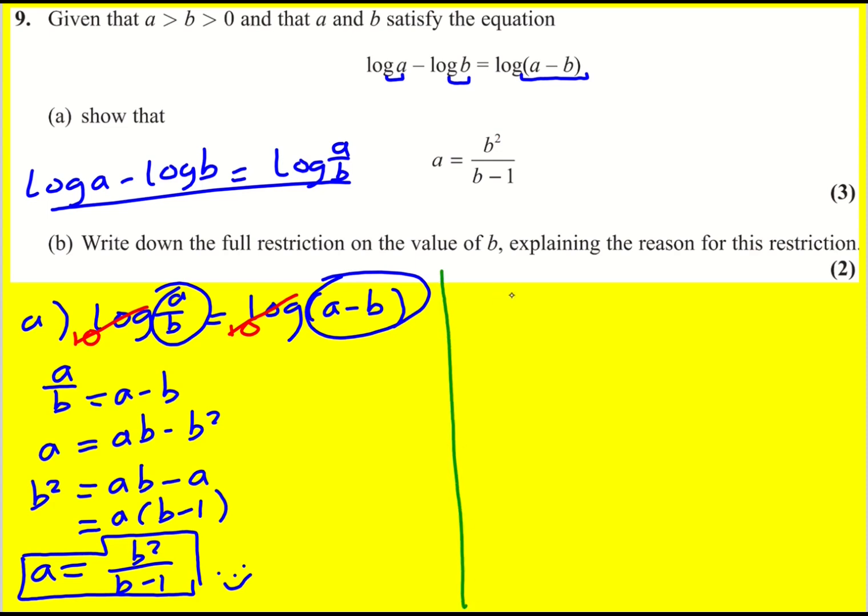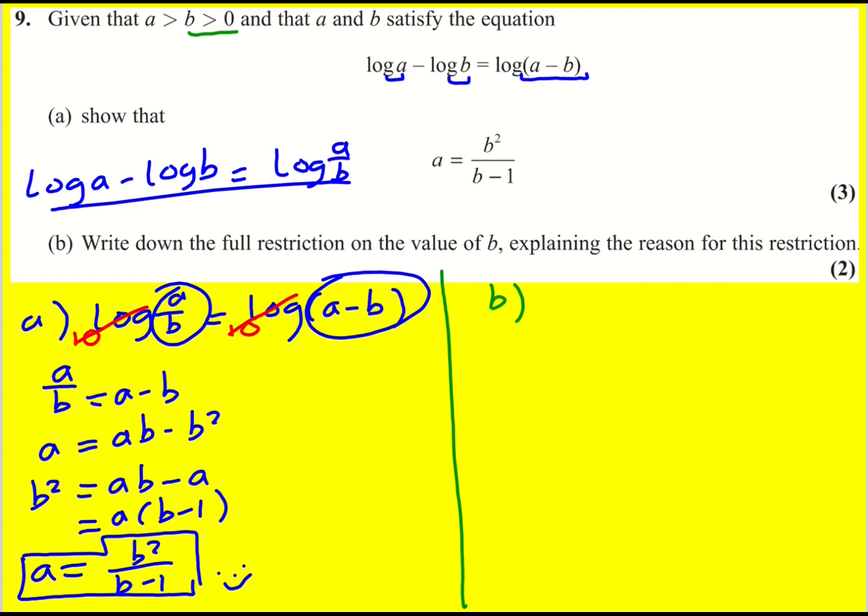In part B, we're asked to write down the full restriction on b, explaining the reason for this restriction. So we know that b is greater than 0, but is there anything else that comes in? Well, we know that a is greater than b, but that won't necessarily happen because if you have b squared and you divide by 1 less than b, you're going to get something that is greater than b. Because if you replace that, then a would equal b, but if you then divide by something smaller, a is going to be greater than b. So I don't actually need to worry about that.